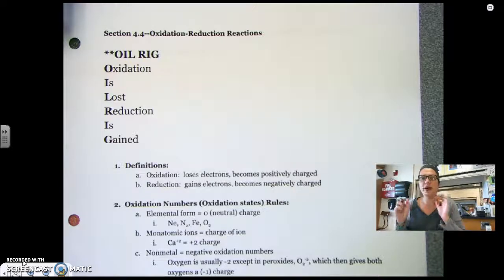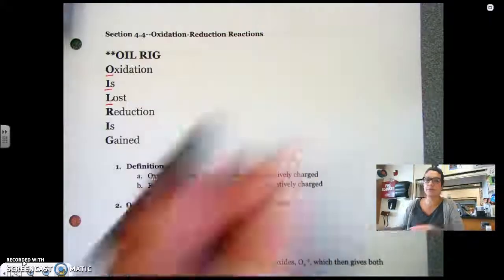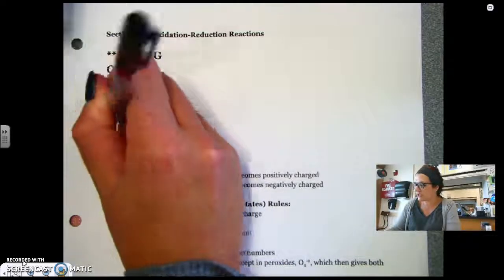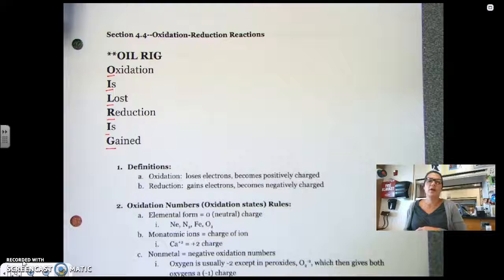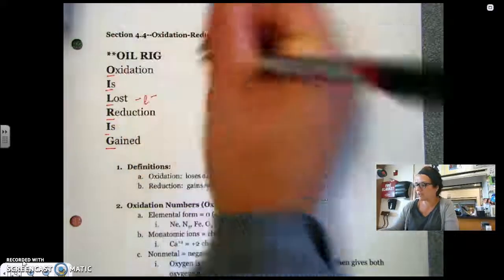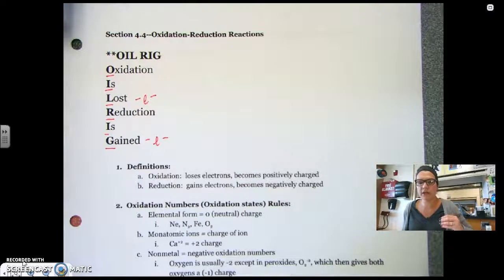One big thing that's going to help you tremendously when it comes to this section is OIL RIG, and what it represents is oxidation is loss, and we'll talk about what it's losing in a second, and reduction is gain. So oxidation is going to be when we lose electrons, and reduction is when electrons get gained. Whenever one electron gets lost, an electron has to be gained.